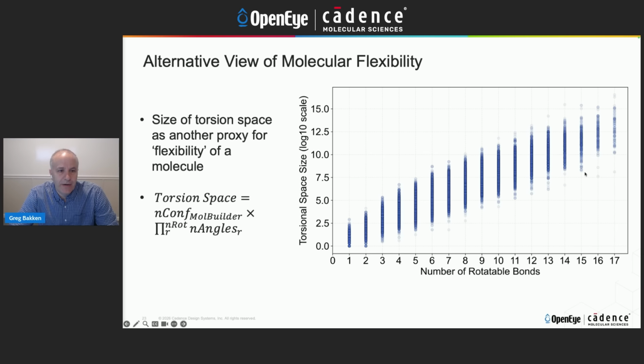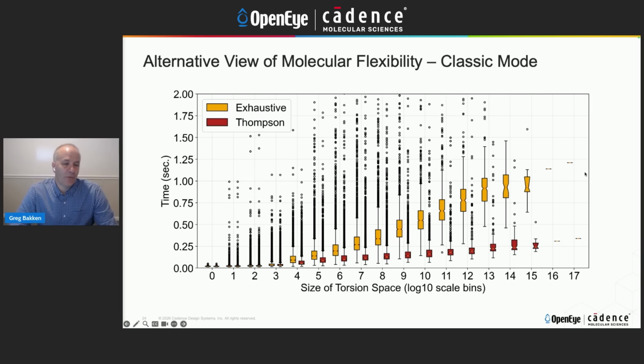So what we're looking at here is, for the same set of compounds, the number of rotatable bonds on the x-axis and the overall size of the torsional space. So if we multiply the total number of torsional angles for each rotatable bond together to get the full size of the conformational space to consider, that's on the y-axis. And we see right away that there's a pretty reasonable linear relationship here. So it isn't surprising that if we change the x-axis from number of rotatable bonds to simply size of the torsion space, we still see the same trends we were seeing before.